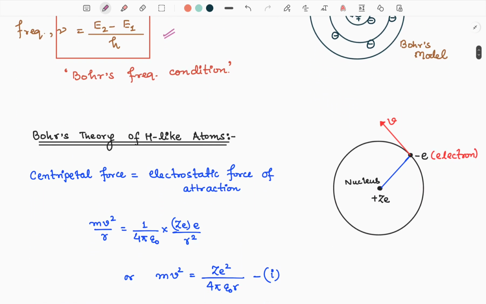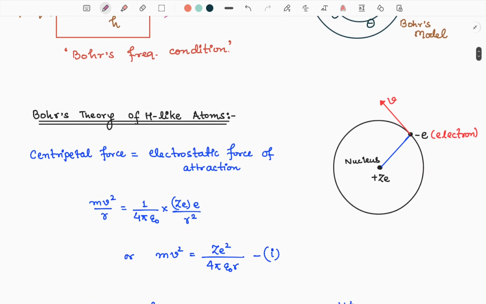First of all, we will assume that for hydrogen like atoms we have atomic number Z, so it will contain Z protons, or a charge of Ze in the nucleus, and we will consider a single electron revolving around this nucleus. In the diagram you can see easily, here an electron is revolving around the nucleus with a velocity of v. So this electron will keep revolving without radiating energy.